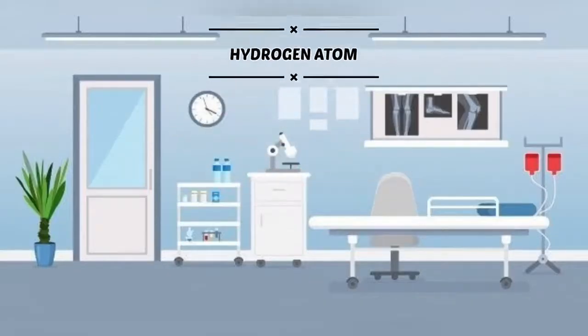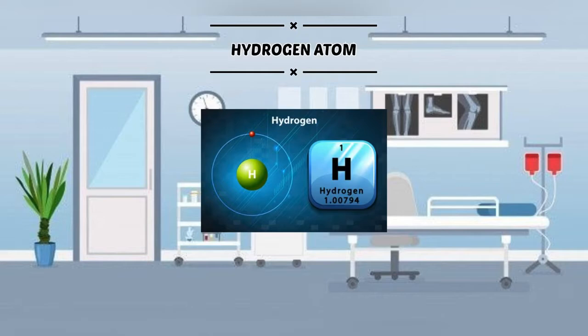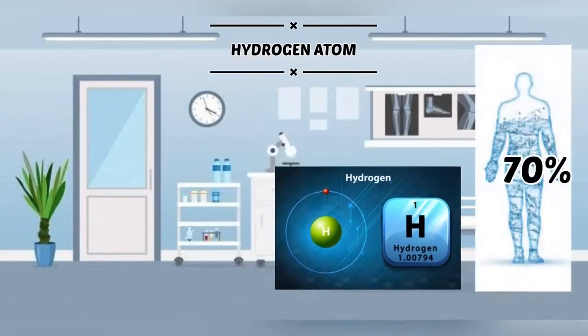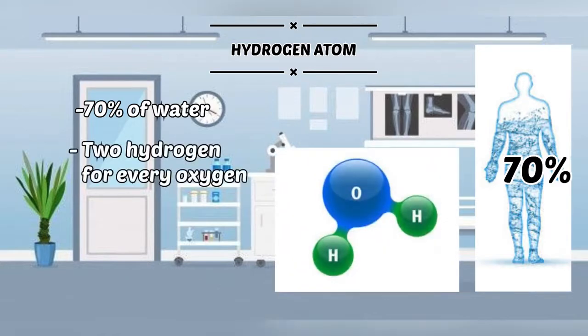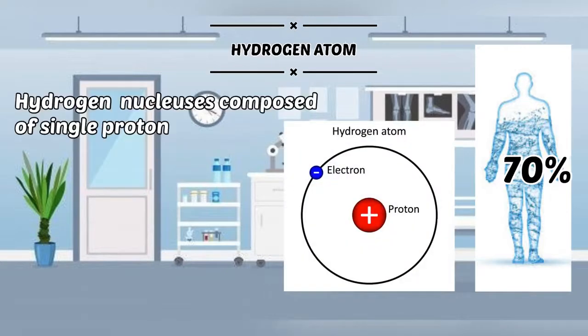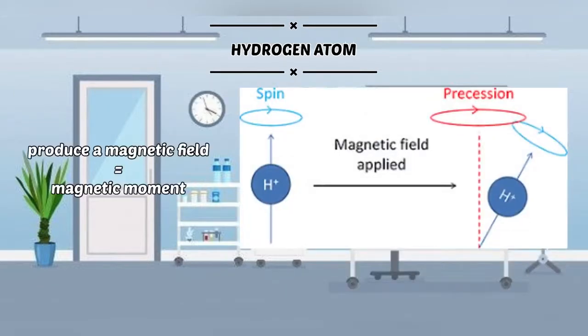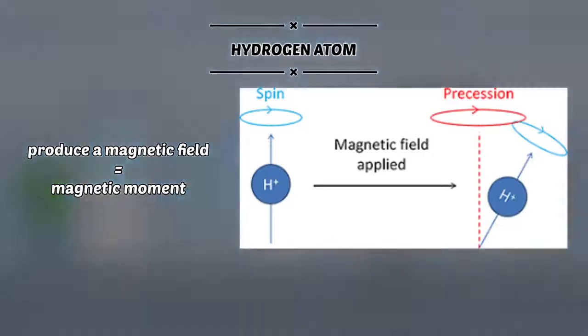MRI relies on the magnetic properties of hydrogen atoms to produce images. Our body is made up of 70% water, which is 2 hydrogen atoms for every oxygen. The hydrogen nucleus is composed of a single proton with no neutrons. As a spinning charged particle, this produces a magnetic field called a magnetic moment. The proton is positively charged. If we curl our fingers in the direction of rotation, our thumb will point in the direction of the small magnetic field associated with each and every one of the hydrogen protons, or spins, in our body.